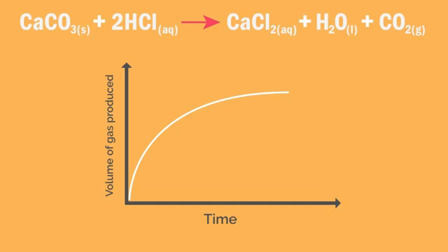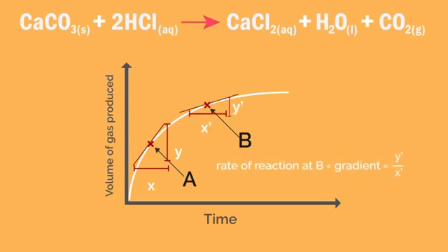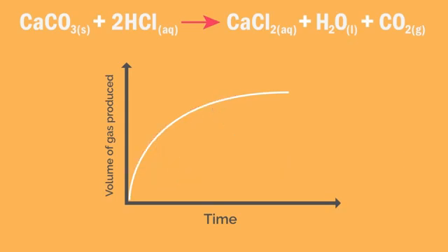As before, the rate of reaction at point A is given by the gradient at A, which is y over x. And the rate of the reaction at B is given by the gradient at point B, which is y dash over x dash. What do you think's happening to the rate of reaction as it proceeds? Again, pause here and try to get the answer. As in the other test, it slows down. The rate of reaction decreases.